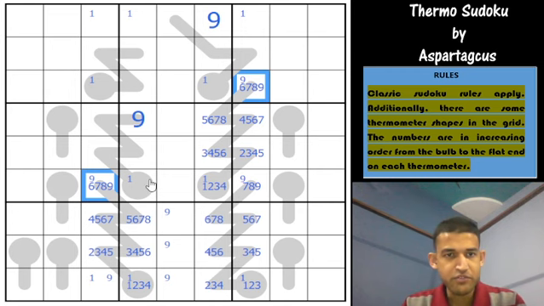Right, now we are left with this 5 cell long thermometer and this 4 cell one. So let us look at this 5 cell one.